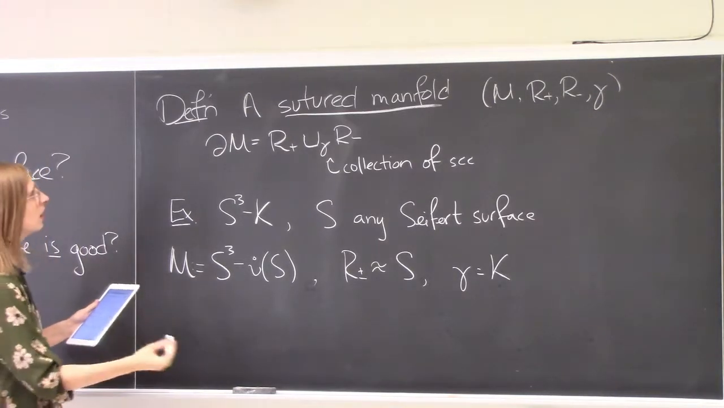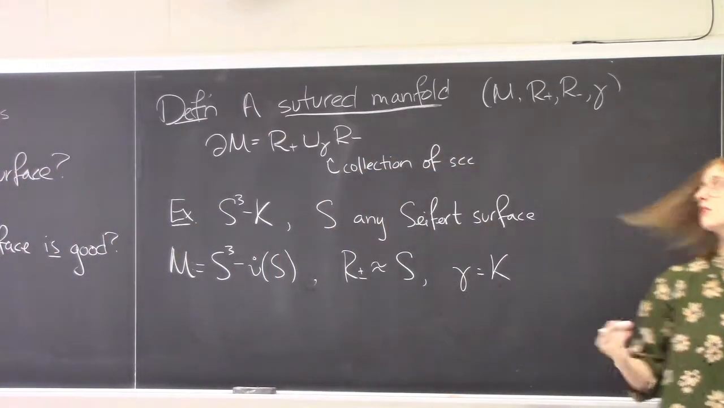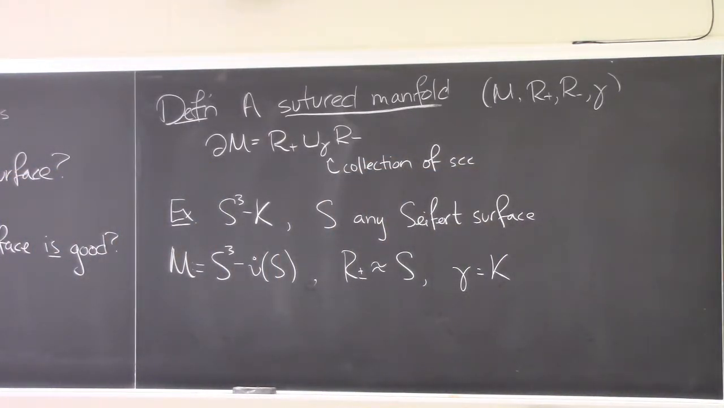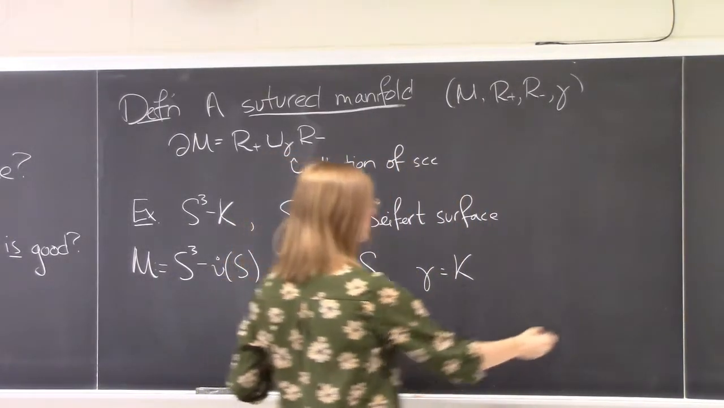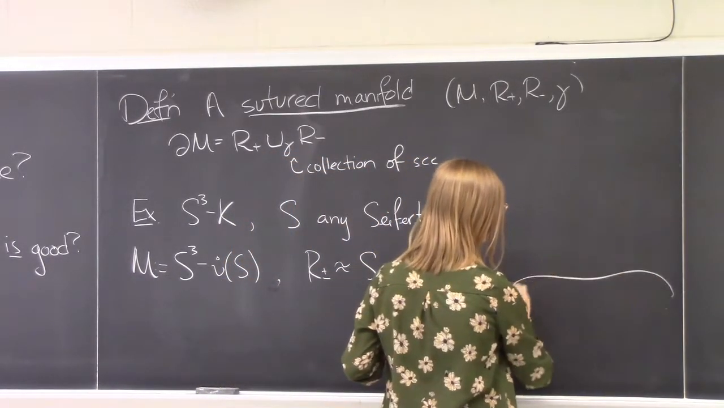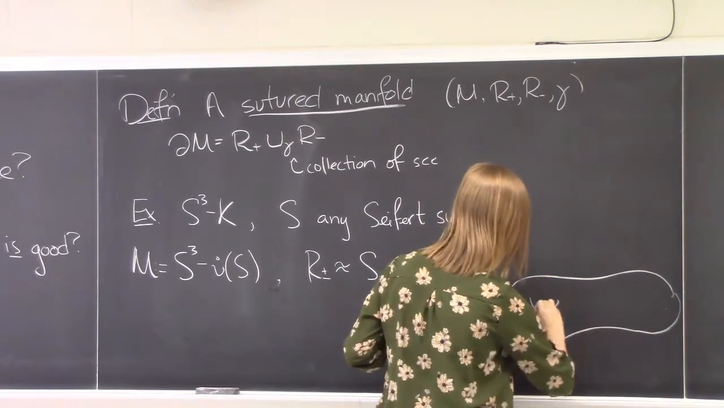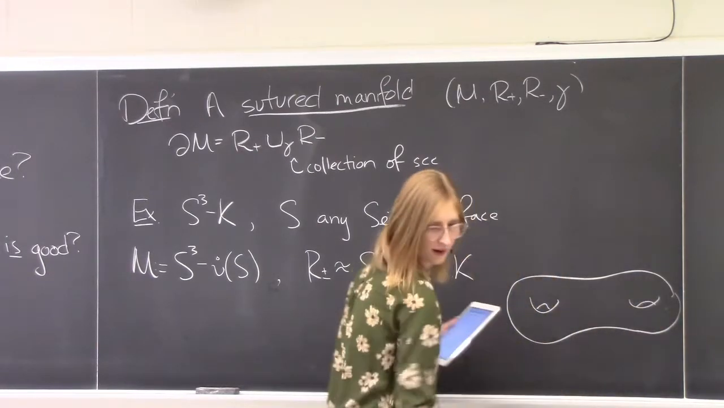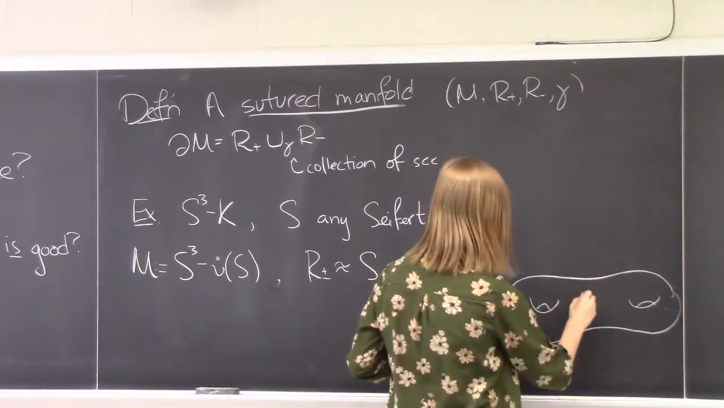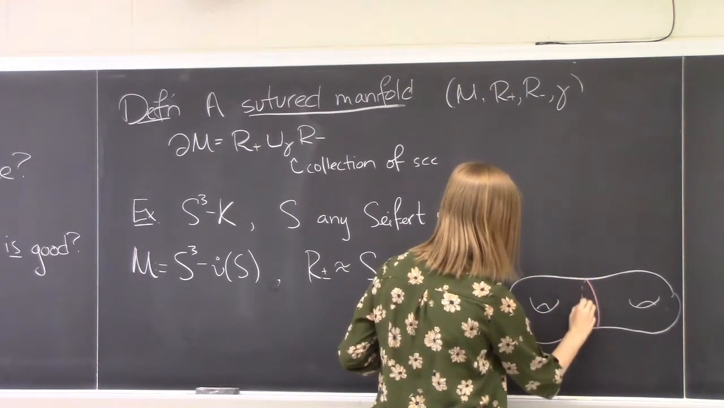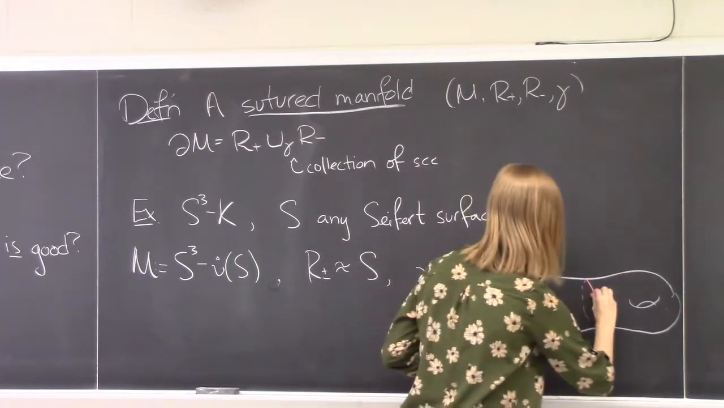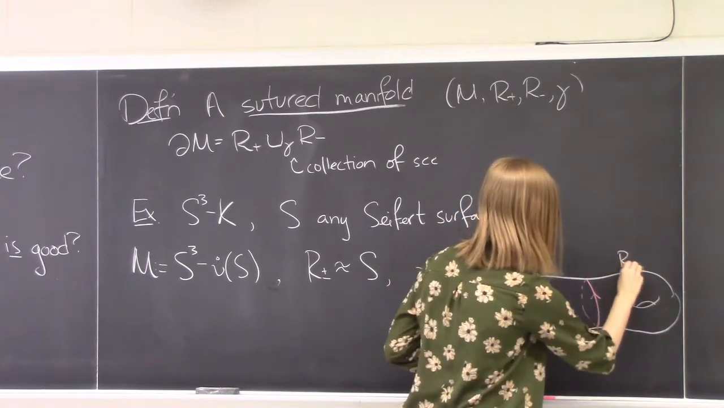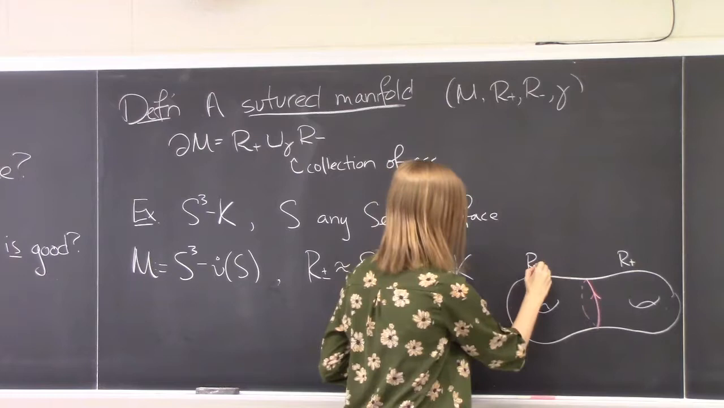So this is the example of what you should be thinking of when you're asking how do I come up with a sutured manifold? If you want an actual picture in your head, I'm generally looking at handlebodies. You can just think of a very boring one, something like this, where you have an oriented curve and you have R plus on this side and R minus on this side.